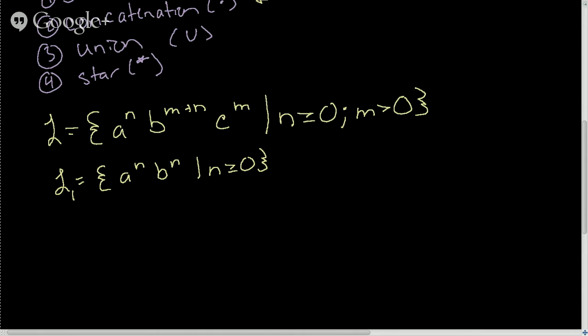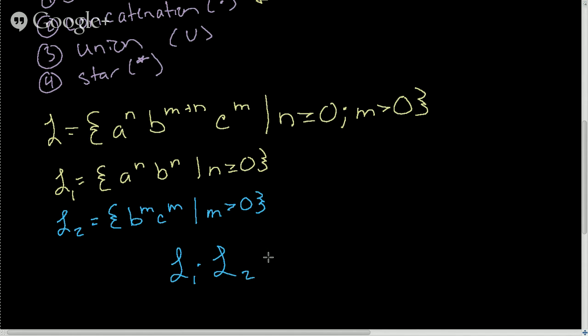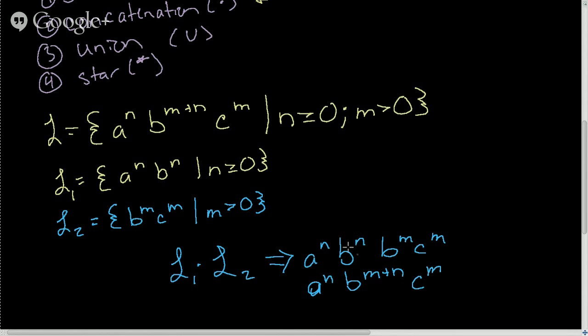And in the same way that that is context-free, L2, which may seem obvious to you, is B to the m, C to the m, such that m is greater than 0, and that's also context-free for the same logic. And so if you take L1 concatenated with L2, then that's going to give you A to the n, B to the n, B to the m, C to the m, which is the same as A to the n, B to the m plus n, C to the m, with n greater than or equal to 0, and m greater than 0.